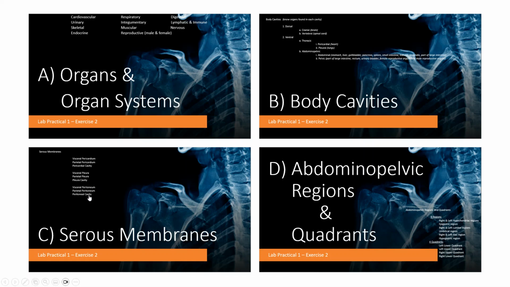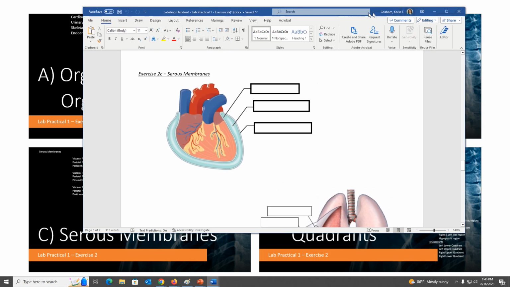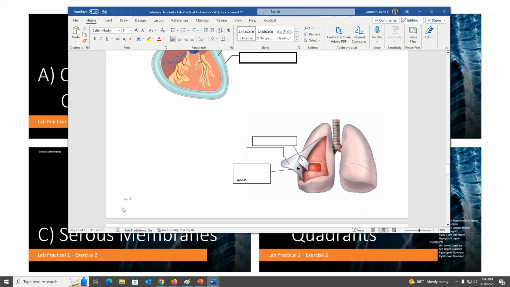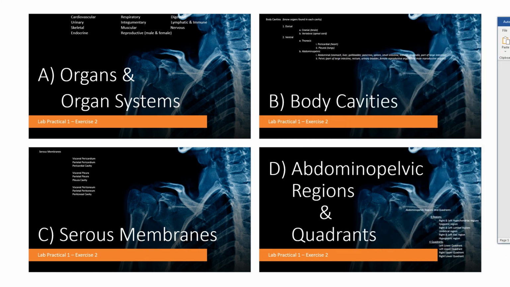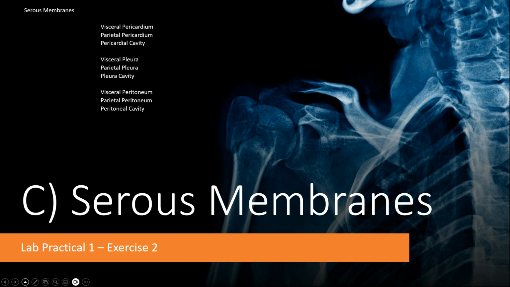Okay, this video here is going to go over exercise 2C and D. So we're going to go over serous membranes and the abdominopelvic regions and quadrants. We're going to be on page 5 of your labeling handout. So we're at the bottom of page 5 where it talks about 2C serous membranes. So that's where we're picking up. Let's go ahead and click on that and jump into serous membranes.